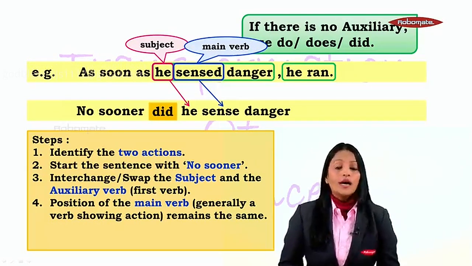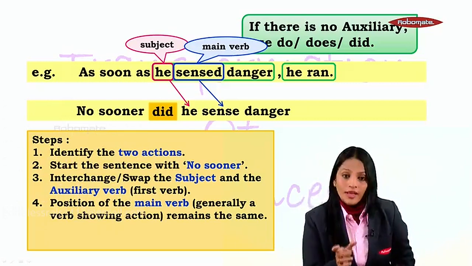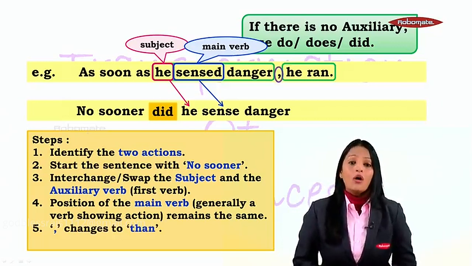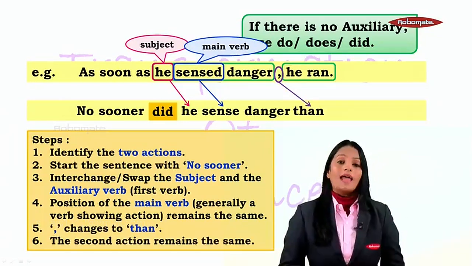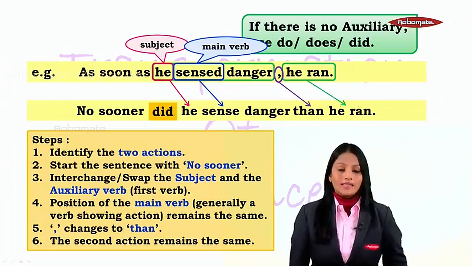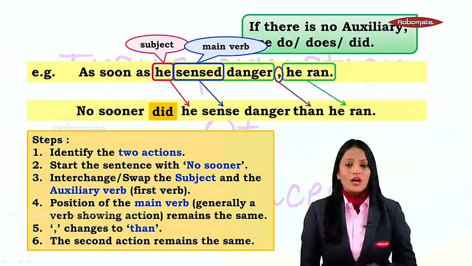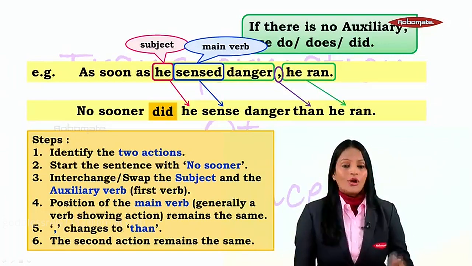So no sooner did he sense danger, you can see the position of the main verb remains as it is. The comma becomes a than, and the next part of the sentence, he ran, will remain as it is. Students, this is the way we use the structure no sooner ... than.